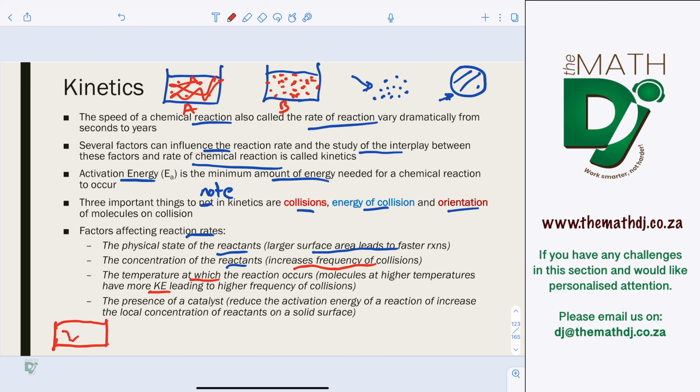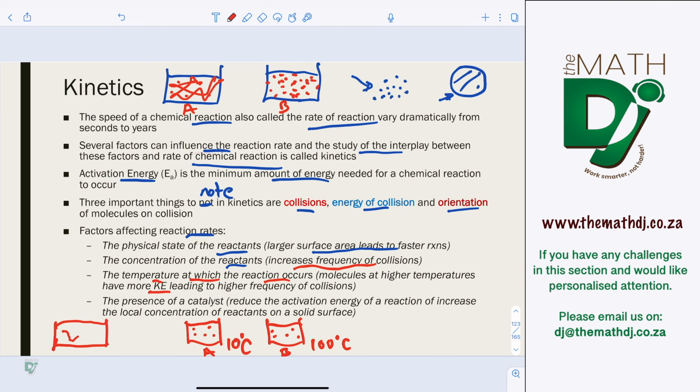So basically, you can have two containers, let's say A and B, with the same concentration, like this, but the one at a higher temperature, let's say 100 degrees, the reaction will be faster than the one at 10 degrees. So that's why I'm saying the temperature at which the reaction occurs also affects the rate of reaction.